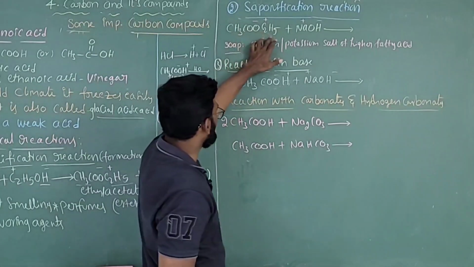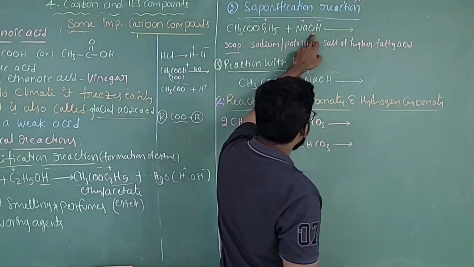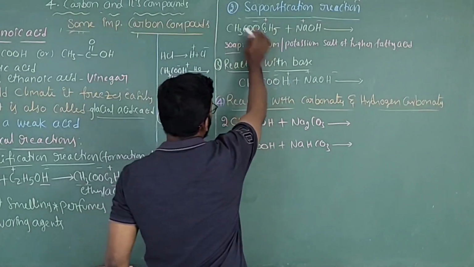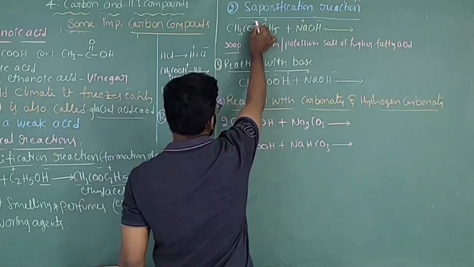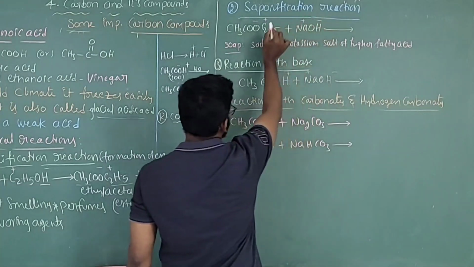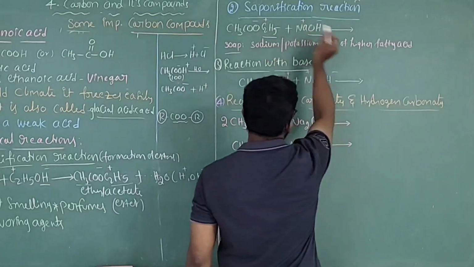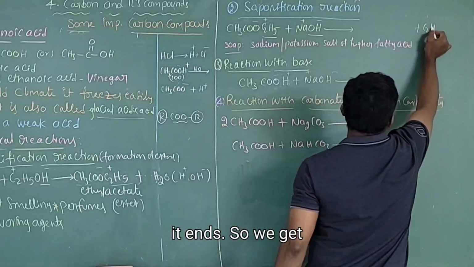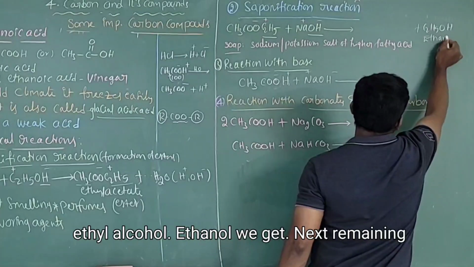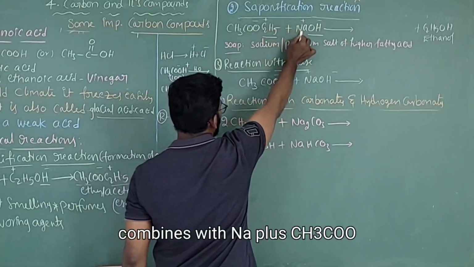Here we have taken some ester. What is its name? Ethyl acetate. When ethyl acetate reacts with strong base sodium hydroxide, we get a product. To understand the product, just make these compounds in ionic form: CH3COO minus and C2H5 plus. NaOH can be taken as Na plus and OH minus. Here C2H5 plus combines with OH minus, opposite ions. So we get C2H5OH. This is ethanol or ethyl alcohol. Ethanol we get. Next, the remaining part CH3COO minus combines with Na plus.